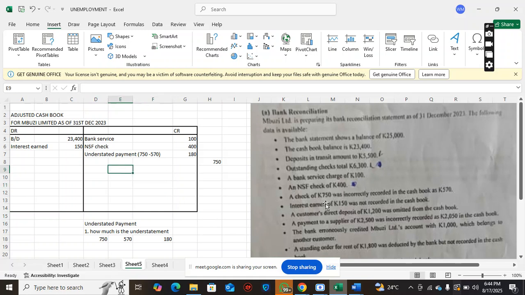Okay. Yes. A customer's direct deposit of 1,200 was omitted from the cash book. Which side, debit or credit? Debit, yes.